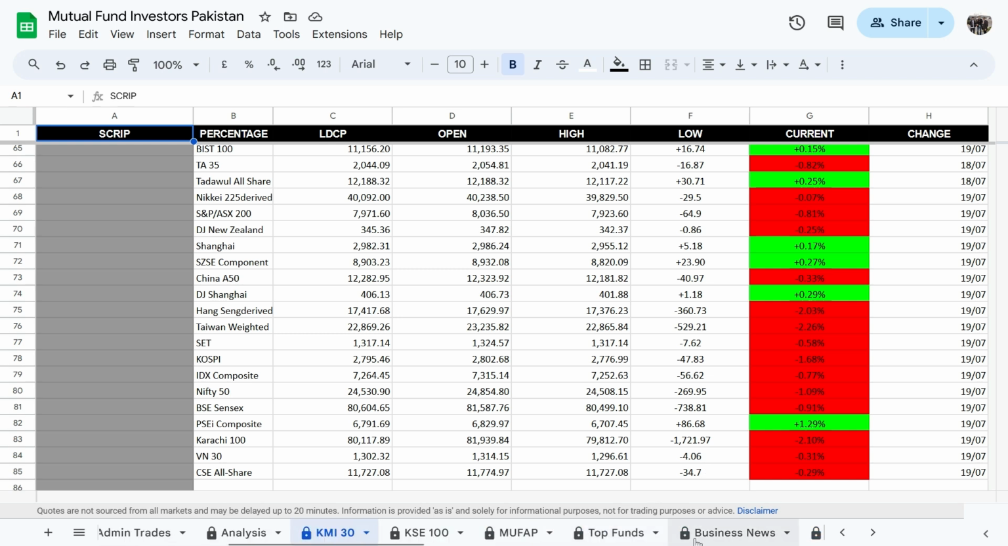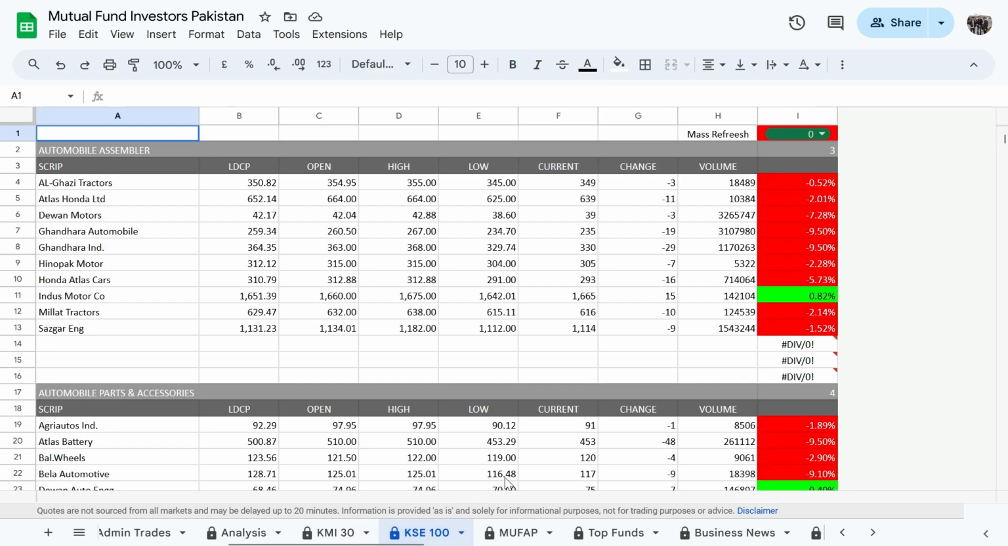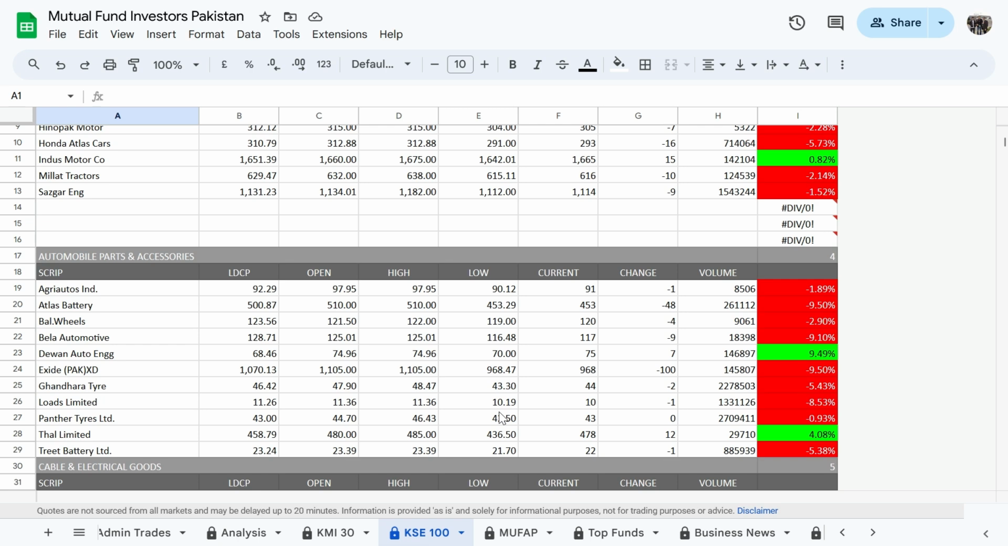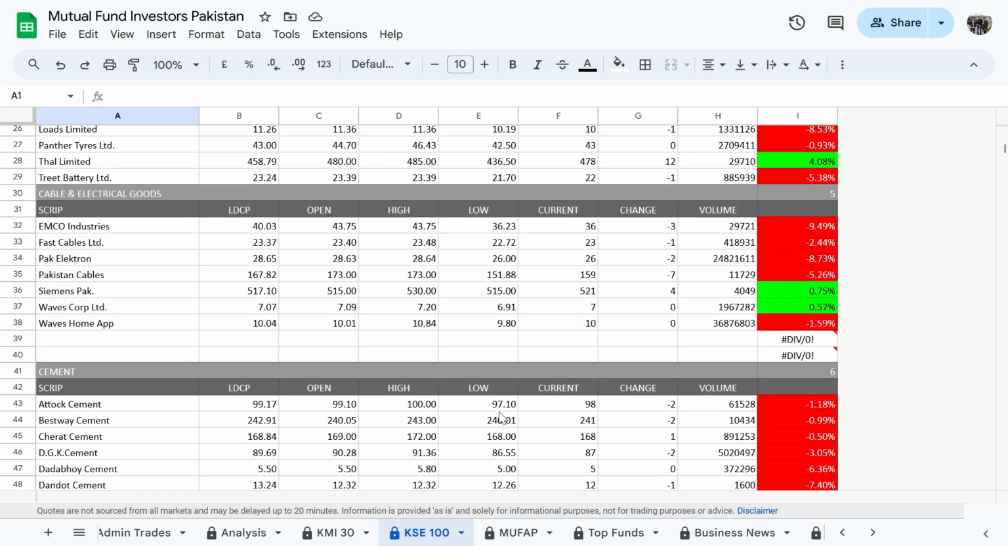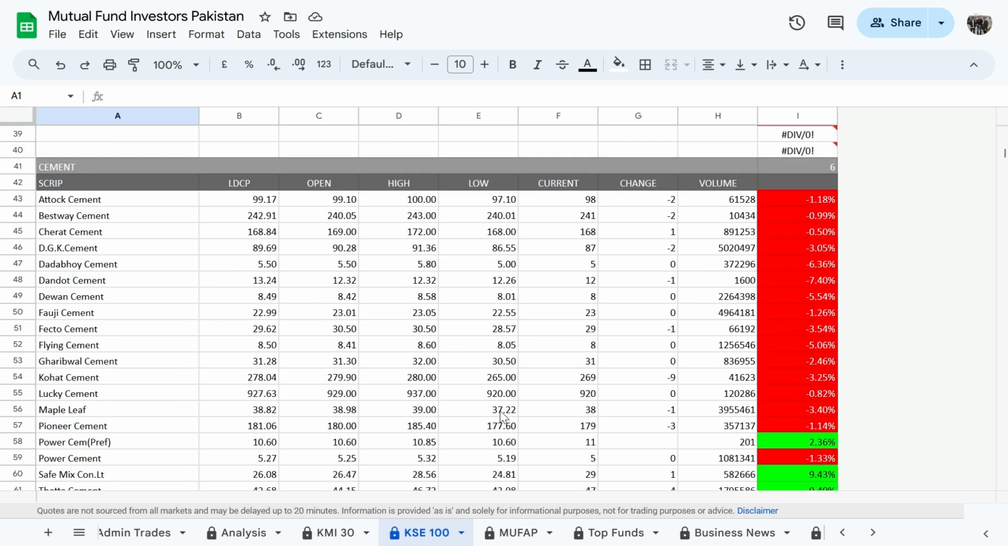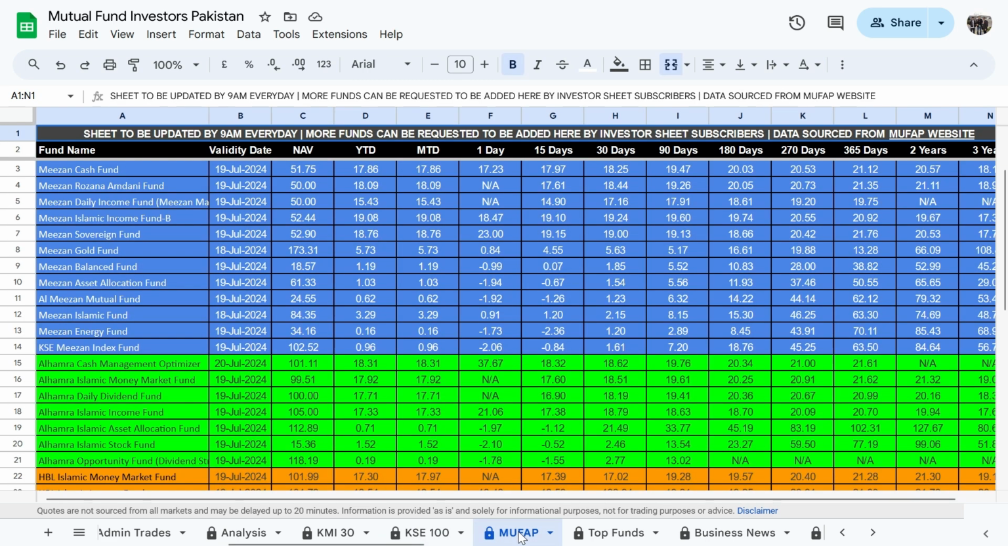Next is KSE 100 tab, where you can check all companies and sectors in the Pakistan stock market. There you can check if any sector is assisting the profits in your chosen funds or causing less profits. For example, the cement sector being very negative on a positive day can impact your fund's performance.